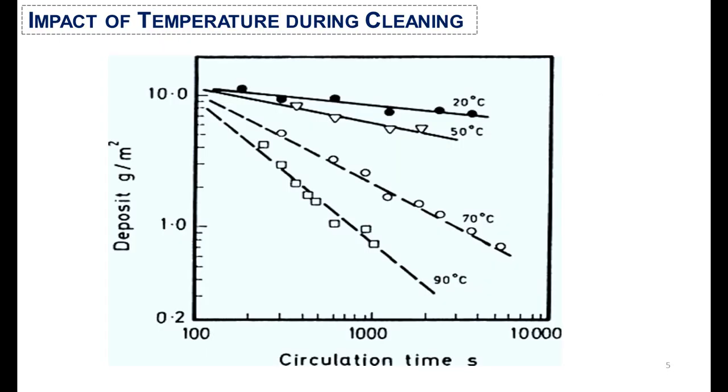Temperature plays an important role during the chemical cleaning of heat exchangers. As the temperature of the cleaning solution increases, both the circulation time of the solution and the deposition inside the heat exchanger reduce. This is a typical graph for a 2% caustic soda solution, and here as the temperature increases from 20 Celsius to 90 Celsius, both circulation time and the deposition in the heat exchanger reduce significantly.